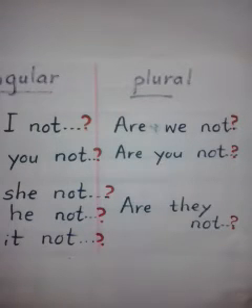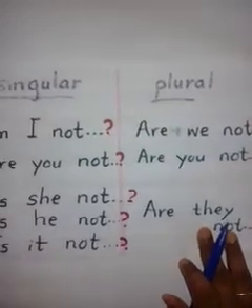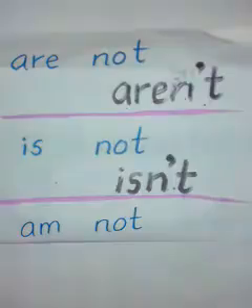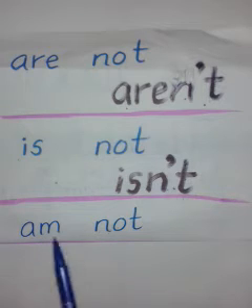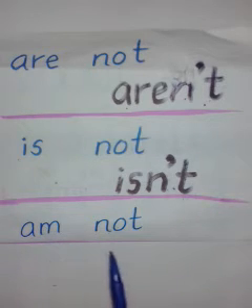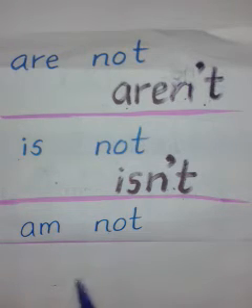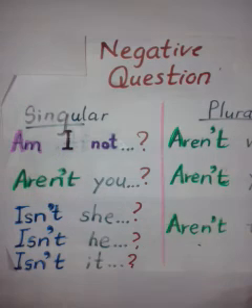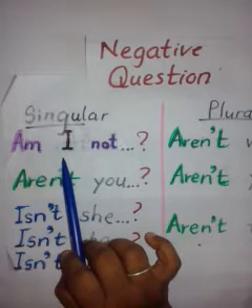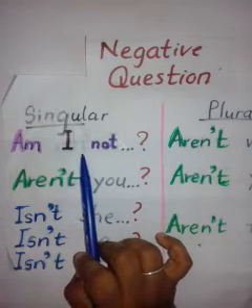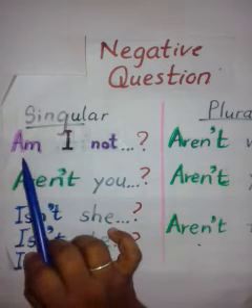But children, remember, again I am telling, don't change this. There is no contracted form for this. So children, this is the correct sentence structure for negative question. Here only am is taken to the front.